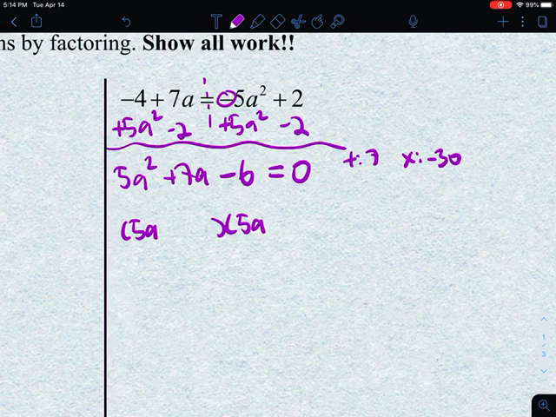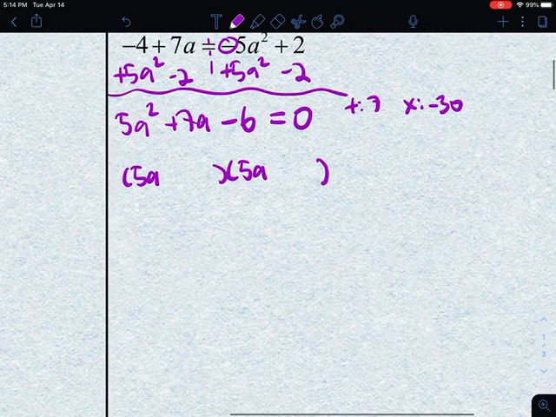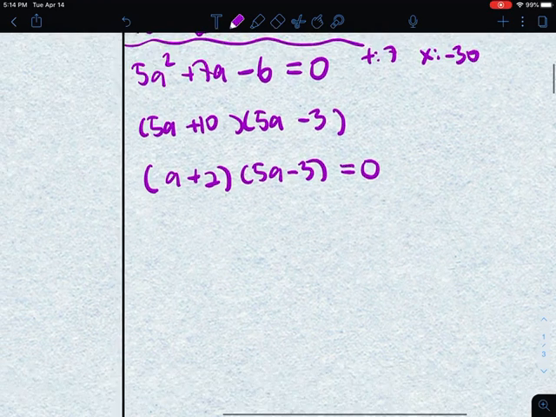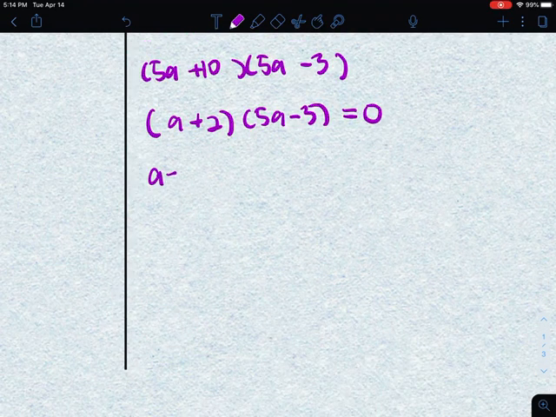And remember, if you're factoring with a leading coefficient that's not equal to 1, we have two steps, so 5a and 5a. What are my two numbers? I think it's plus 10 and minus 3. And then one more step is to simplify. Here I can divide by 5. Here I can't really do much. Equal to 0. And now we use the zero product property.